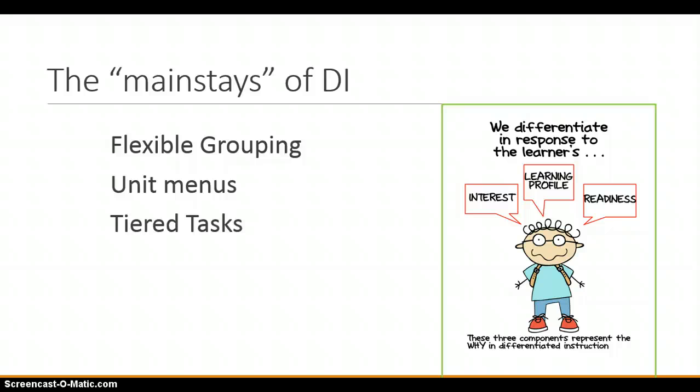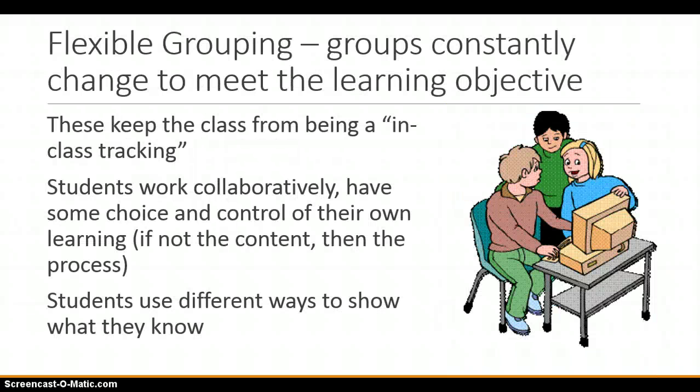So unit menus give them an option in the way in which they want to learn. So it may be that they're doing individual work, it may be that they're doing group work, it may be that they are reading, it may be that they are producing something, it may be that they're writing something. Then, tiered tasks. Another way of looking at differentiated instruction is in the specific task. So let's see what these mean.